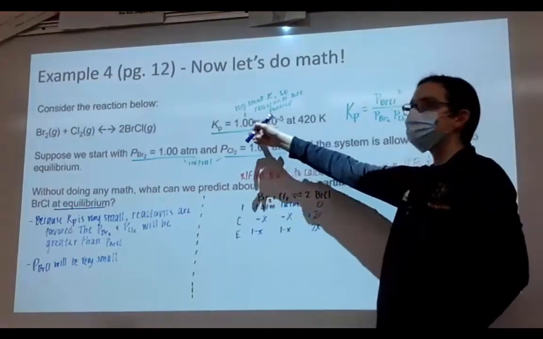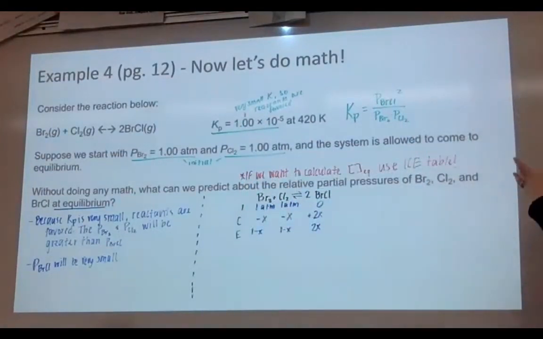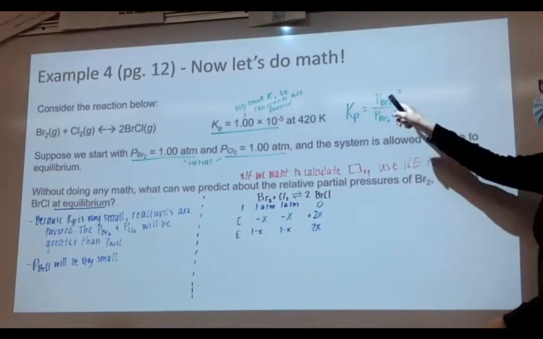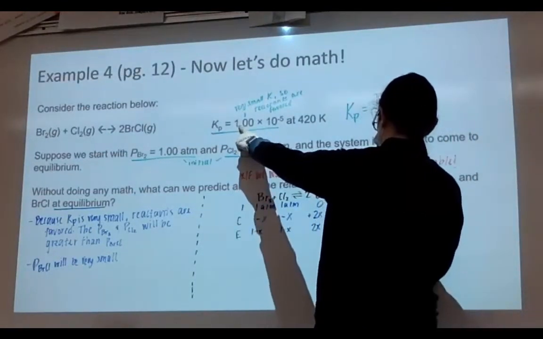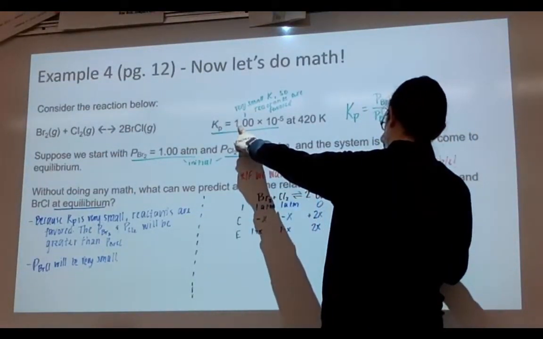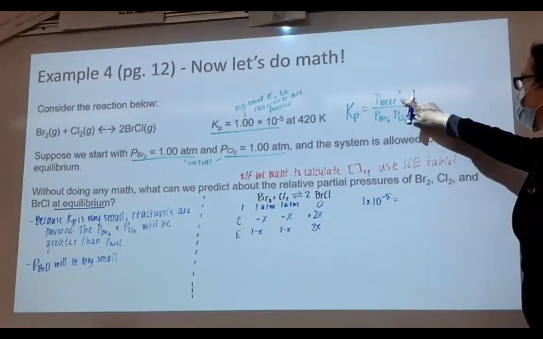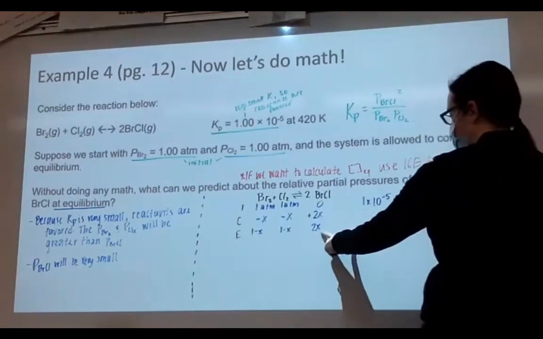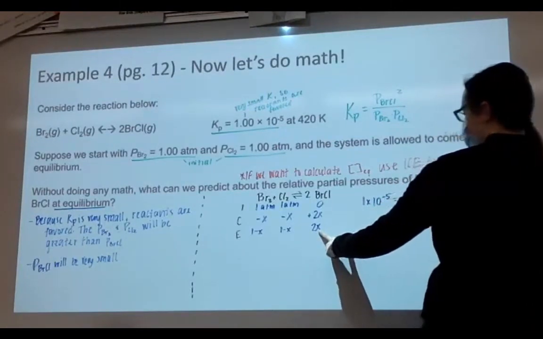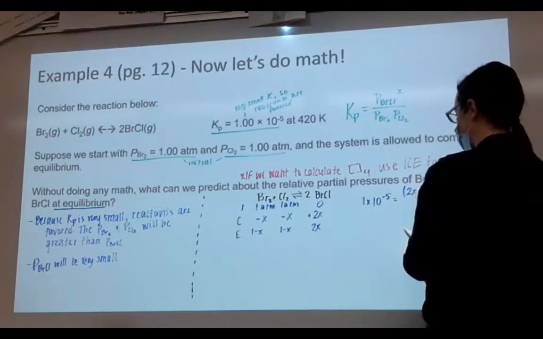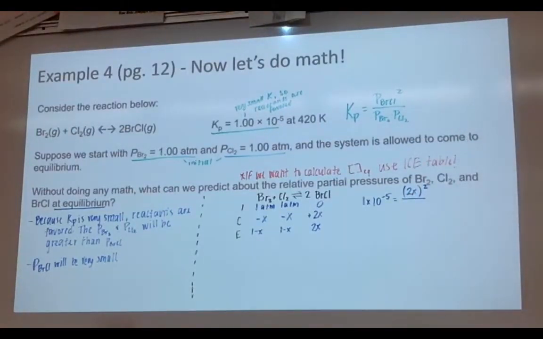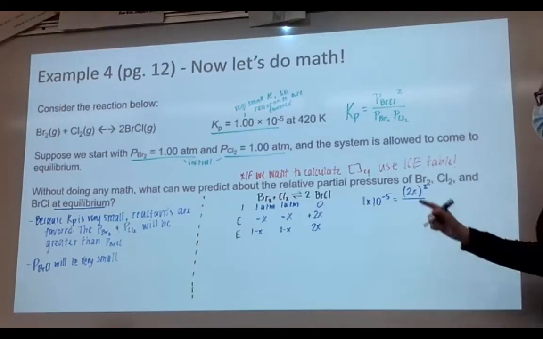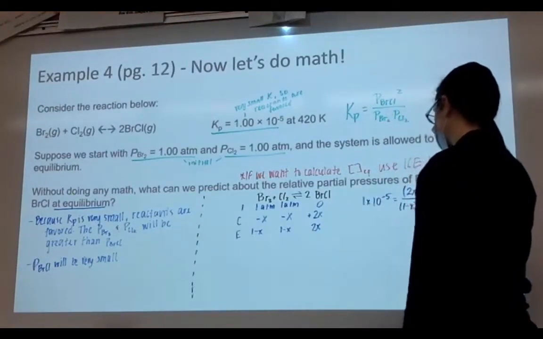We know Kp. So the difference between what we did before and what we're doing now is before we were solving for K. Now we're using K to solve for equilibrium concentrations. So Kp is 1 times 10 to the negative fifth. Pressure of BrCl at equilibrium is 2x. That whole thing is squared. Br2 is 1 minus x times Cl2, which is 1 minus x.